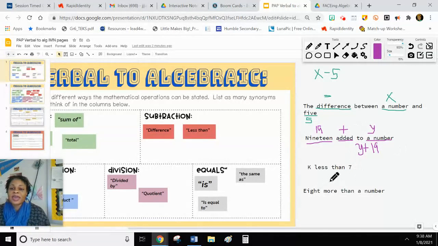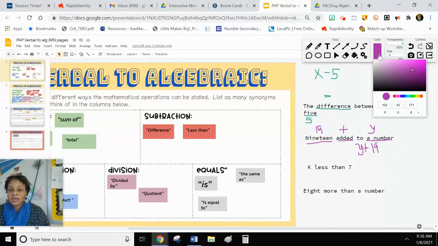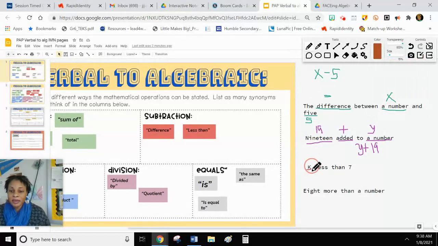Next, we have k less than 7. K less than 7. Okay, that's our variable. So they didn't give us a number this time. They gave us a specific letter, less than, and then 7. So we know K and we know 7. Those are already given to us. Less than, we know, means subtraction.